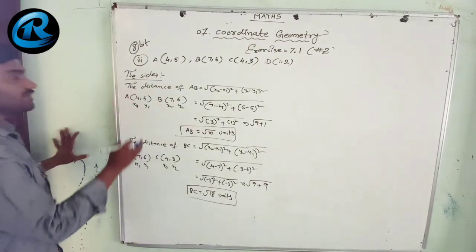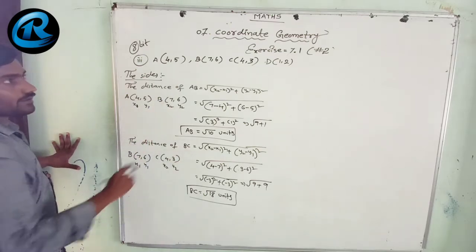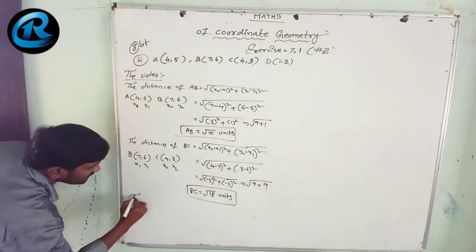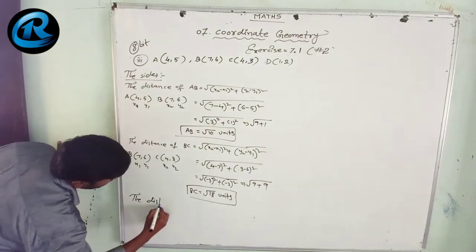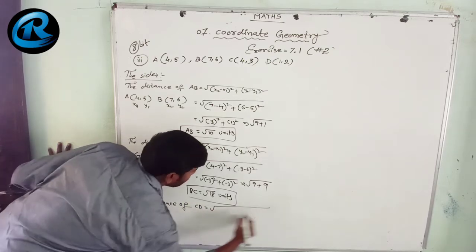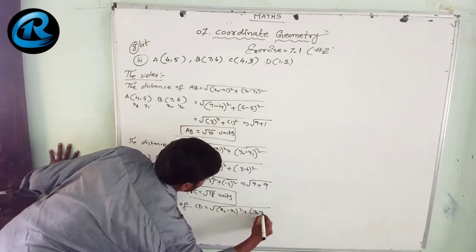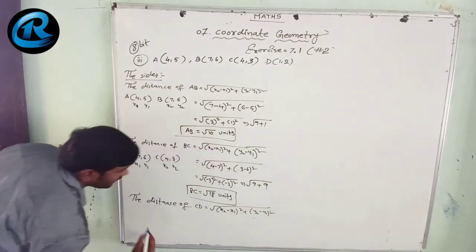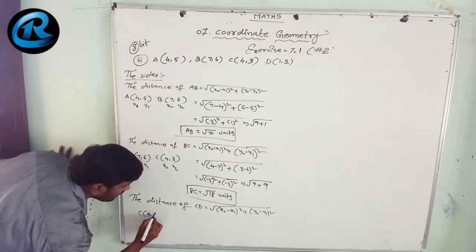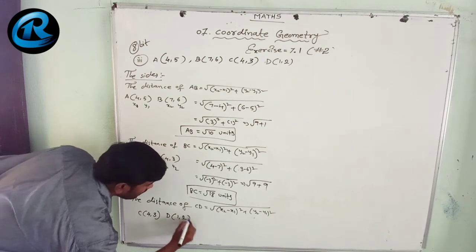Next, AB side completed, BC side completed. Next, CD. The distance of CD equal to under root of x2 minus x1 whole square plus y2 minus y1 whole square, where C is 4 comma 3 and D is 1 comma 2.